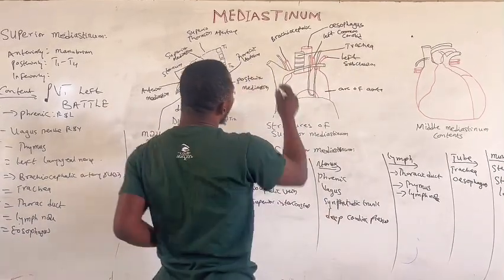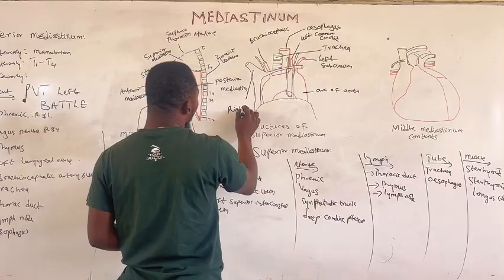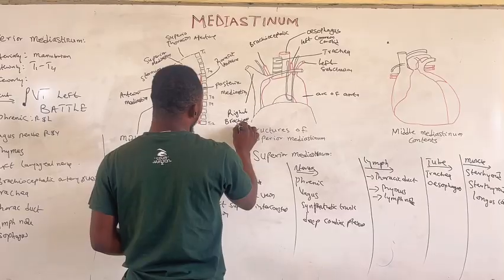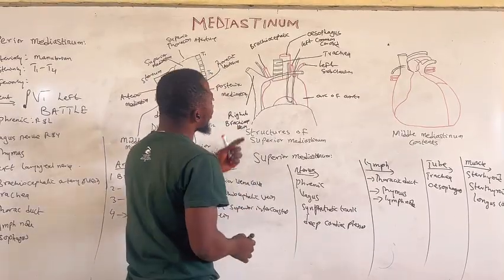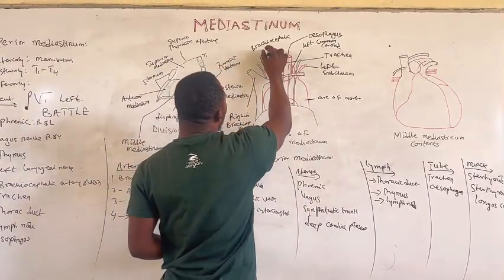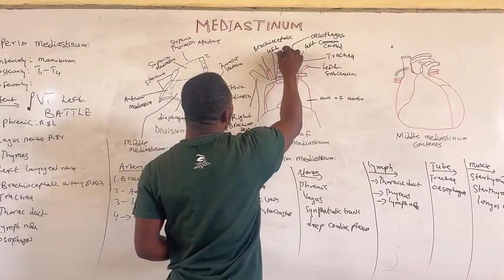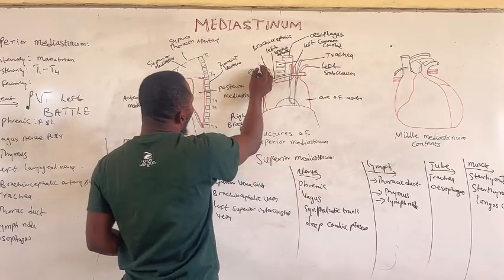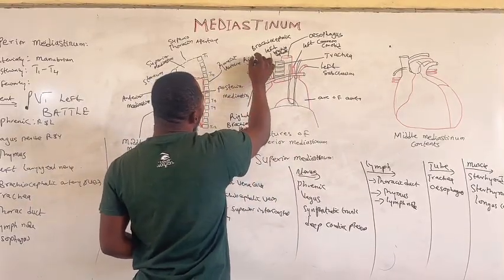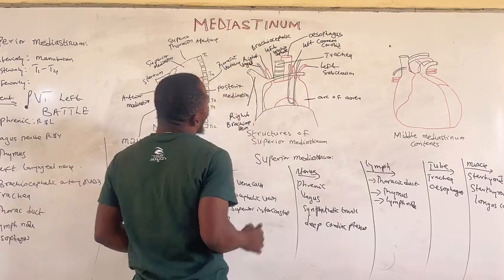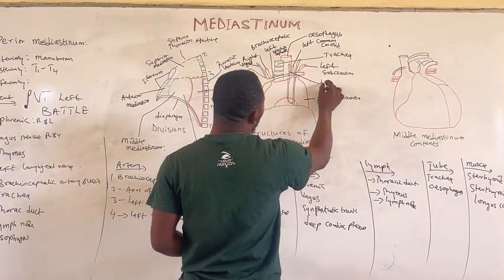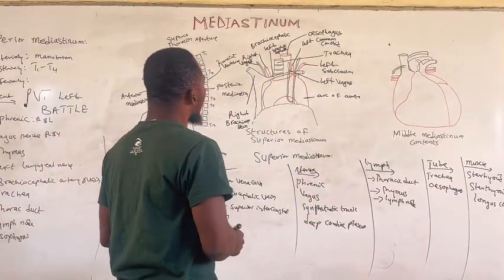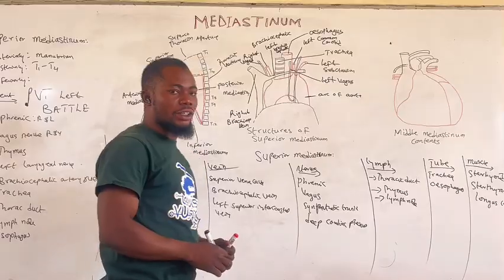Coming to this side, this is our right brachiocephalic vein. This is our left brachiocephalic vein. And this is our right vagus nerve. And coming down here is our left vagus nerve. So these are the common structures that we can find in the superior mediastinum.